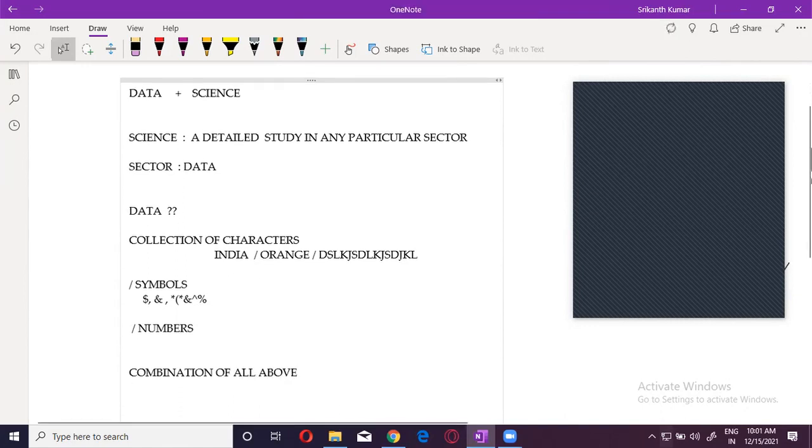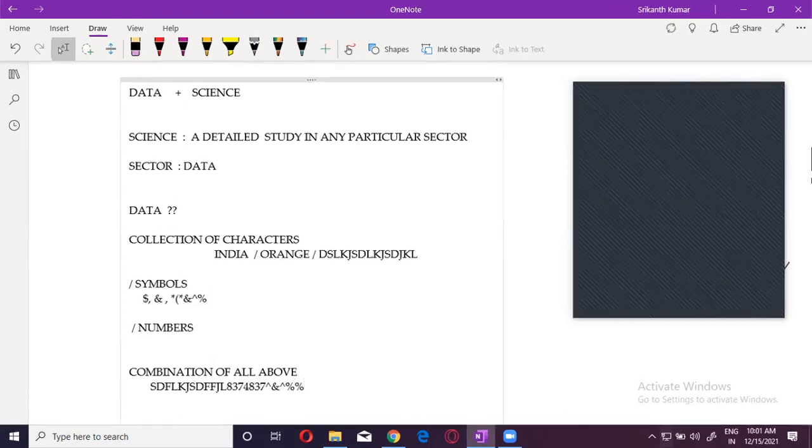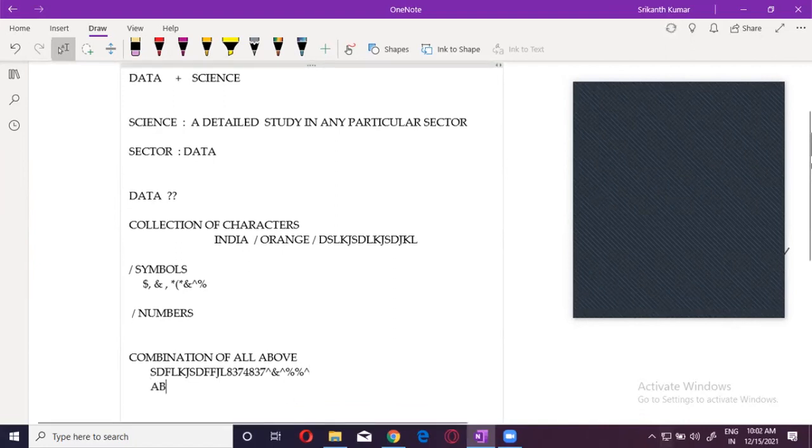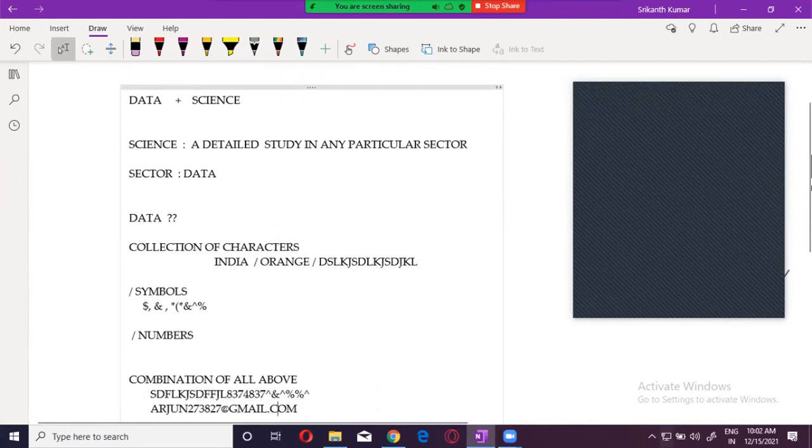Now let's take a group of characters. I'm writing a group of characters, a group of numbers, a group of symbols. Is this data? Yes, it is data. Now let's write it in the other way. Numbers, symbol. Is that data? Yes, it is data. What is this? It's an email ID, right? What is this? It doesn't make any sense. So here also you can see two types of data, meaningful data and meaningless data, guys.